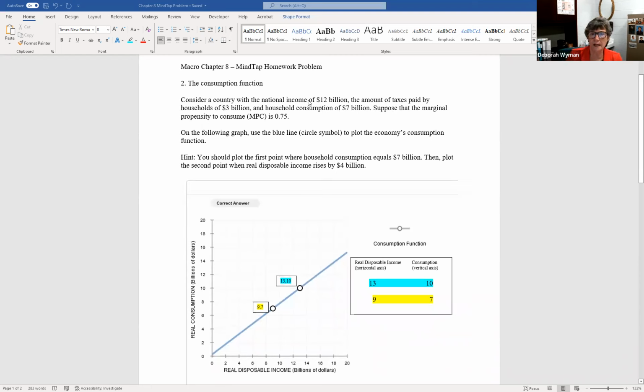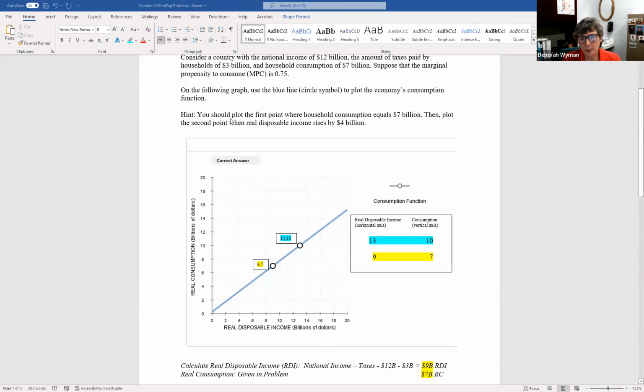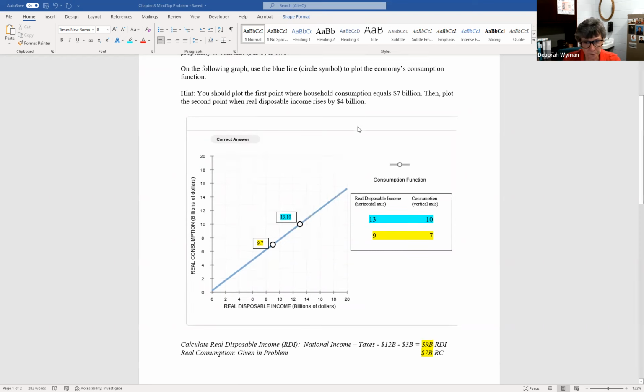Consider a country with a national income of $12 billion, the amount of taxes paid by households of $3 billion, and household consumption of $7 billion. Suppose that the marginal propensity to consume, or MPC, is 0.75. On the following graph, use the blue line circle symbol to plot the economy's consumption function. So here's your hint. You should plot the first point where household consumption equals 7 billion, because it's given to you right here. Then plot the second point when real disposable income rises by 4 billion.